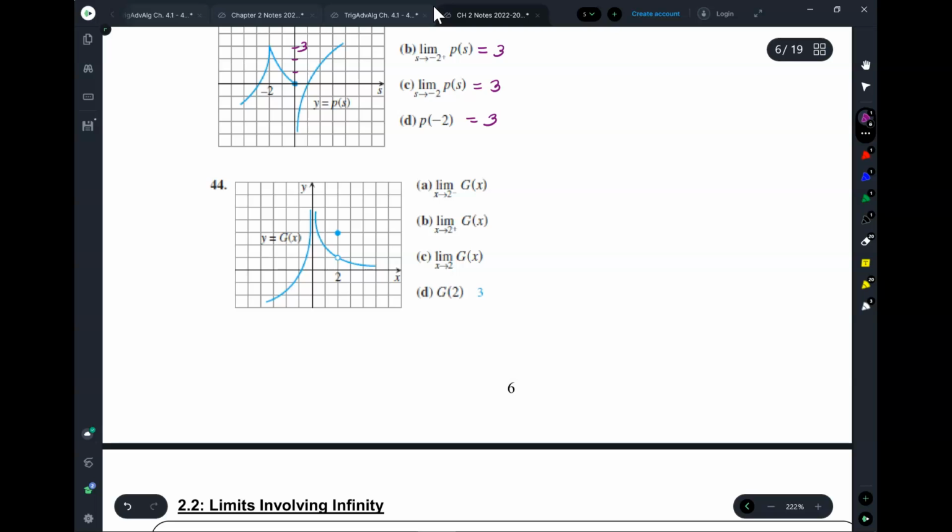Next one. The limit as x approaches 2 from the negative side. 1. From the positive side, 1. What's the limit? And then what's g of 2? It's 3. It already says it there. But g of 2 is this one. Okay? Why 1?